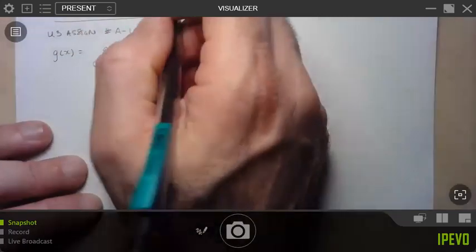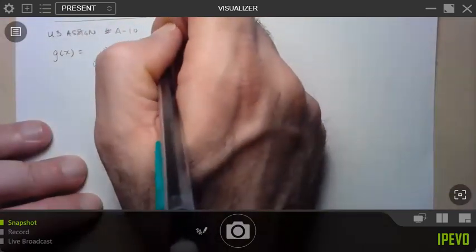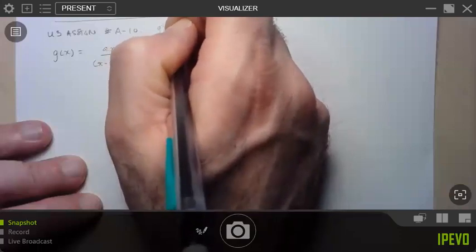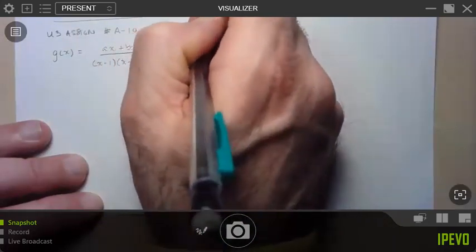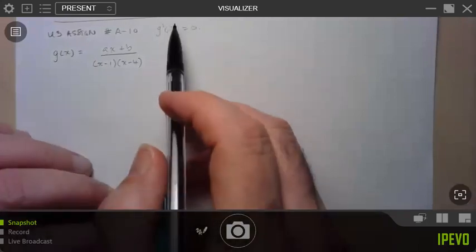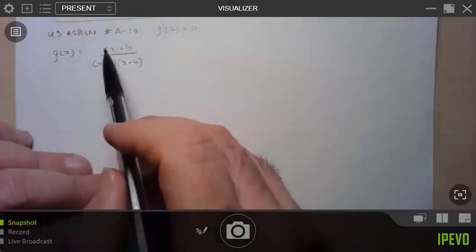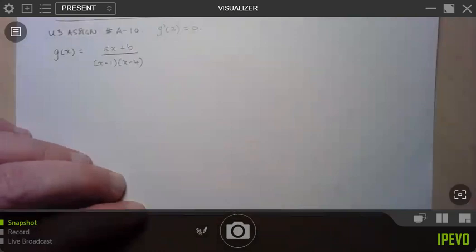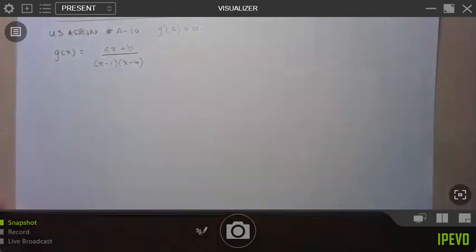Okay, so here we have g prime of x. At 2, we know that g prime at 2 has to be equal to 0. So that is one piece of information. But since there are 2 unknowns, we need a second piece of information. That second piece of information is that (2, -1) is on this function.